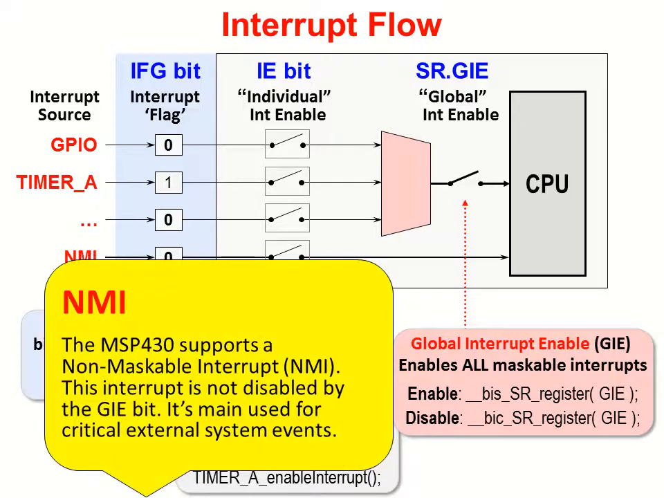On a quick side note, the MSP430 supports a non-maskable interrupt, also known as NMI. This interrupt is not disabled by the GIE bit. It's mainly used for critical external system events and things like that. We don't specifically cover the non-maskable interrupt in this chapter. It is mentioned in the clock and system initialization chapter. If you want to find out more information about NMI, we suggest that you look in the MSP430 user's guide for your specific processor.